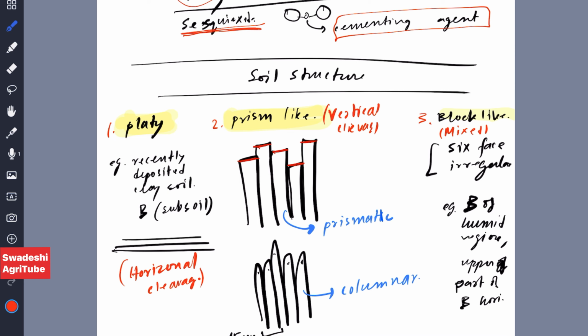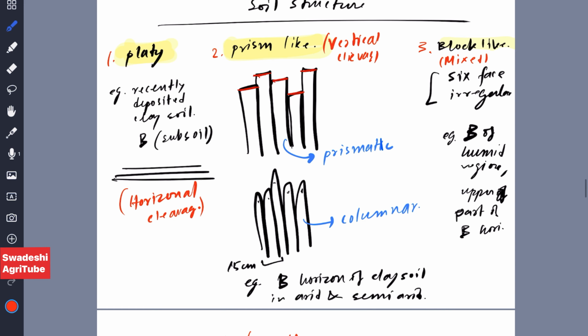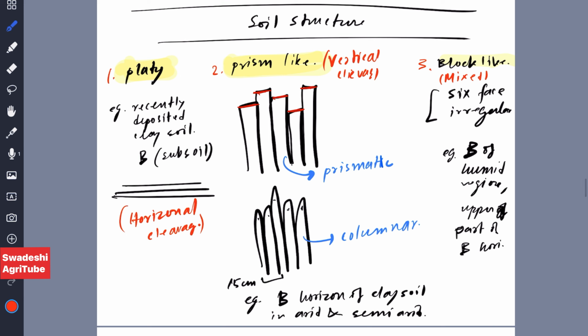Now we'll talk about the different kinds of soil structure. The only thing you have to remember regarding soil structure is their name, their type, what the features are, in which soil horizon it is found, and in which type of soil it is found. So first of all, we start with the platy structure. From the name platy, we can understand that they are plate-like structures. You can see this is a plate-like structure, and this platy structure is found in the subsoil. We know that subsoil is nothing but the B horizon, and it is found mainly in clay soil.